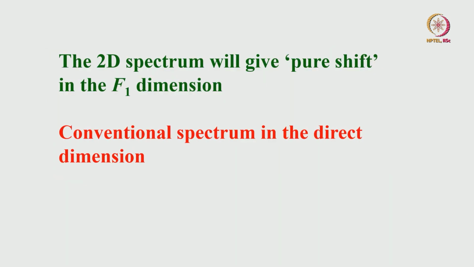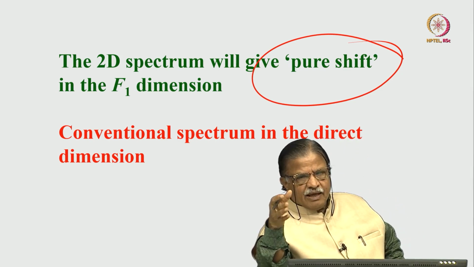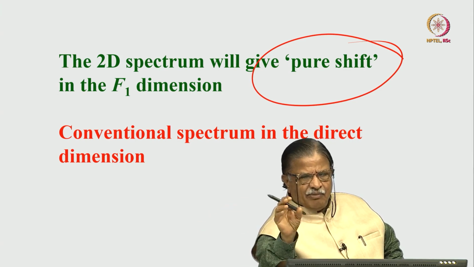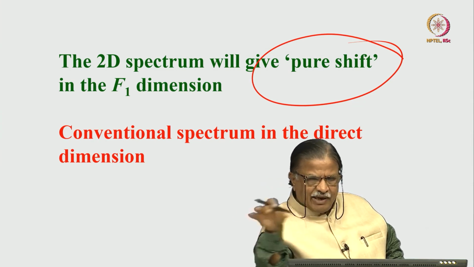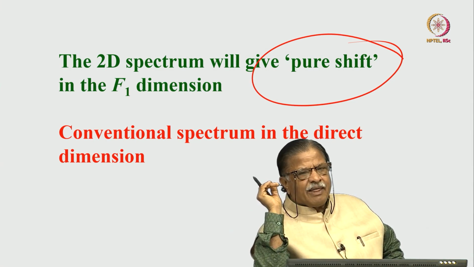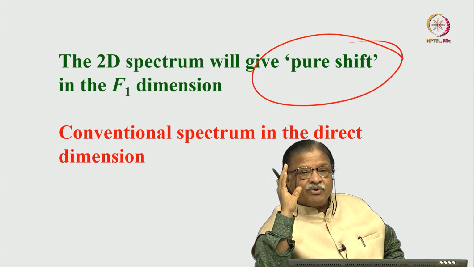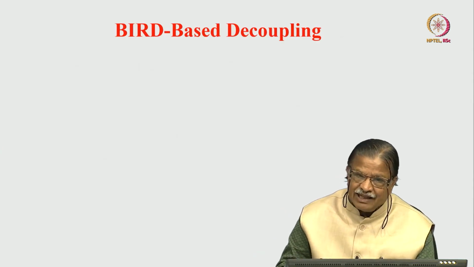If you take a 2D spectrum of such an experiment and Fourier transform, you get a pure shift spectrum. In the constant time experiment, the total period is kept constant, and you acquire the 2D data by moving the 180 degree pulse in such a way that you have an incremented T1 but the total period remains constant, and do the double Fourier transformation. In the indirect dimension you get a pure shift 2D spectrum, and you get the conventional spectrum in the direct dimension. Another way is BIRD decoupling.